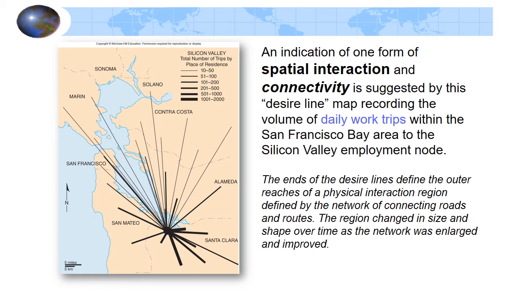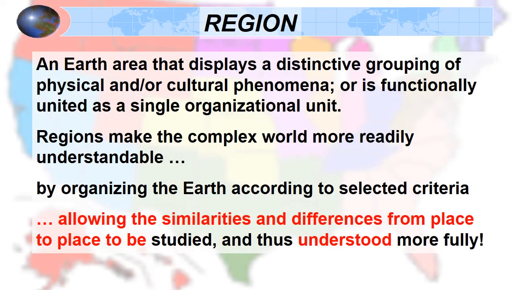A couple of other spatial concepts, and we look at this more in Chapter 7, is the idea of spatial interaction and connectivity, in that different places are connected to each other, and if they are, then they have more spatial interaction. One of the more important basic topics in geography is the concept of a region. We break the world up into regions to make it more understandable. It's often said that the region is to the geographer what the time period is to the historian.